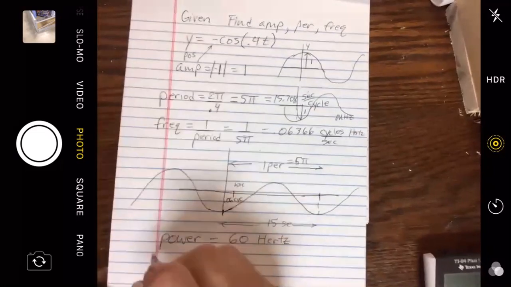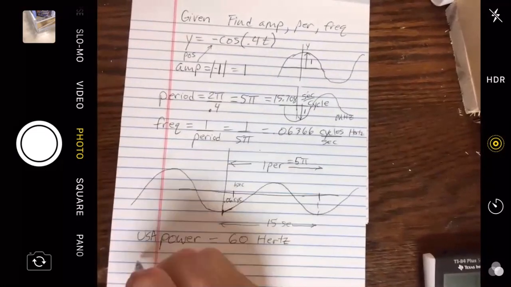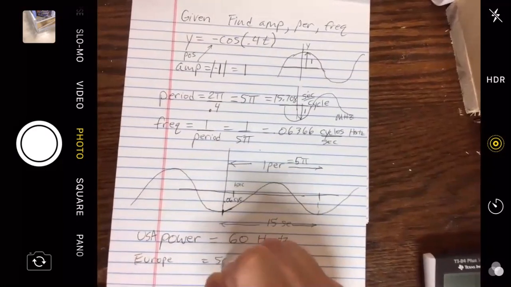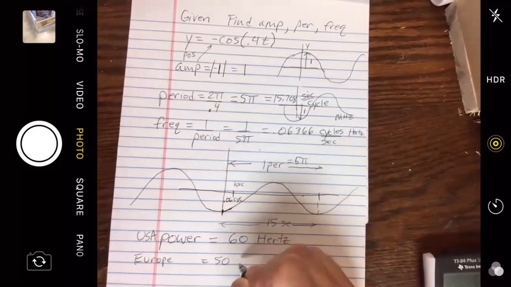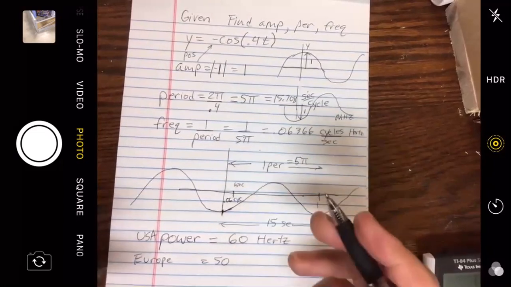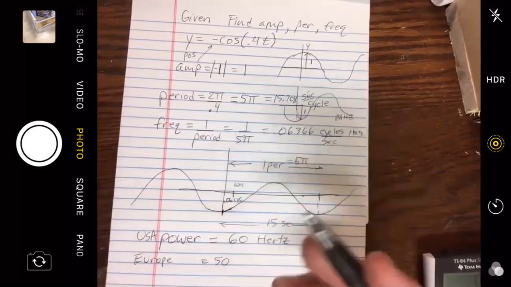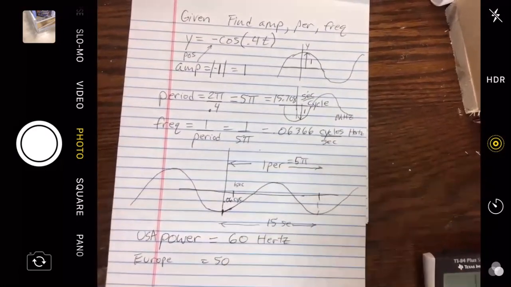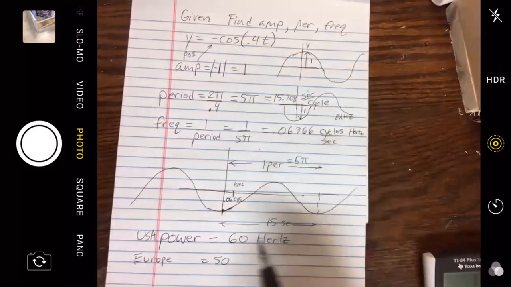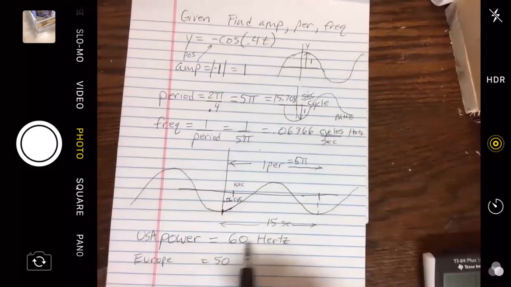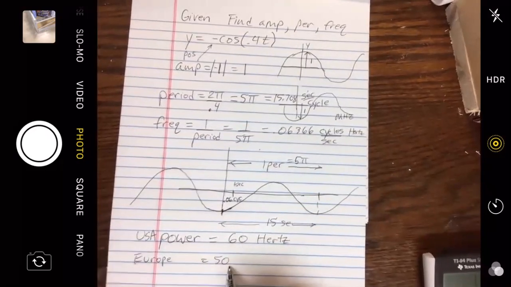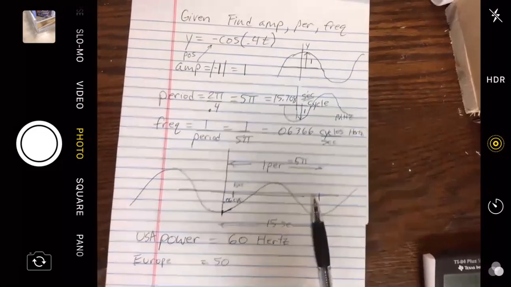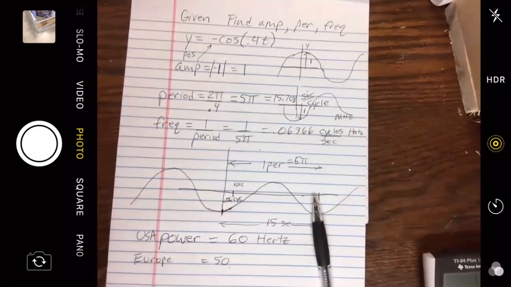That's in the USA, good old USA. In Europe, it's 50. Their power's on 50 hertz, which is why you can't take a hair dryer or something. You go to Europe, you can't plug your American hair dryer into an outlet in Europe because the motor in the hair dryer is working on 60, but Europe's 50. So they sell converters. Again, that's probably way more than you want to know.